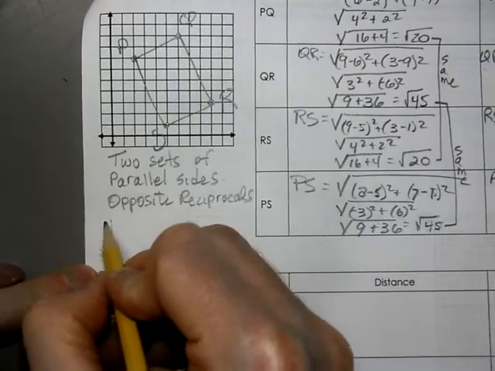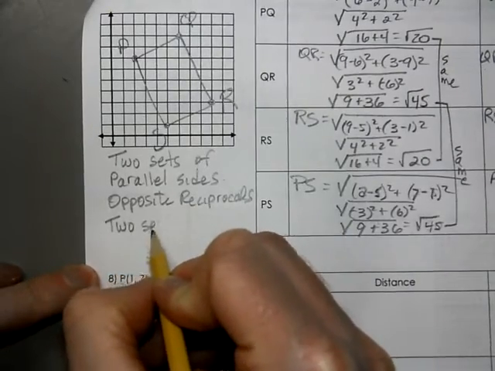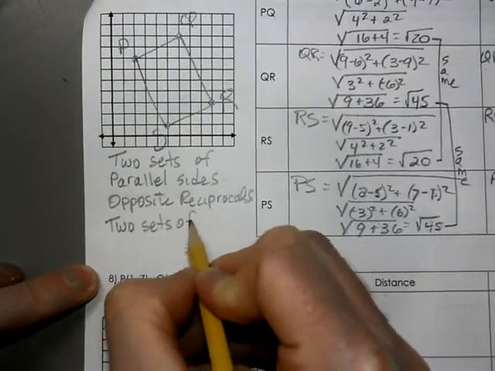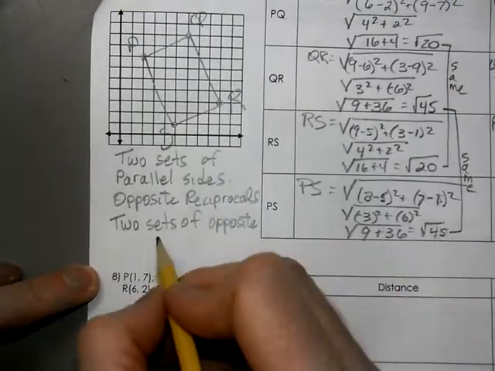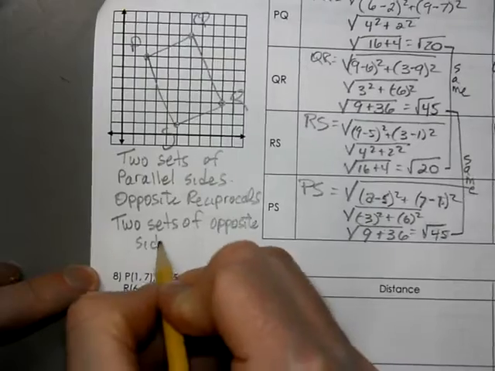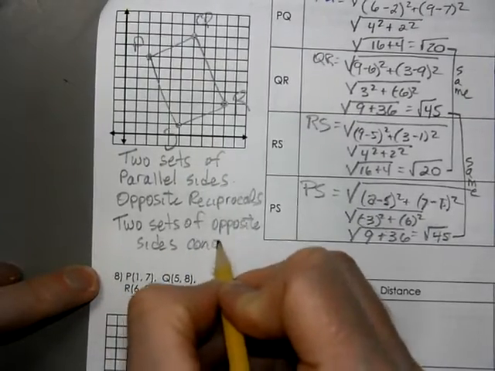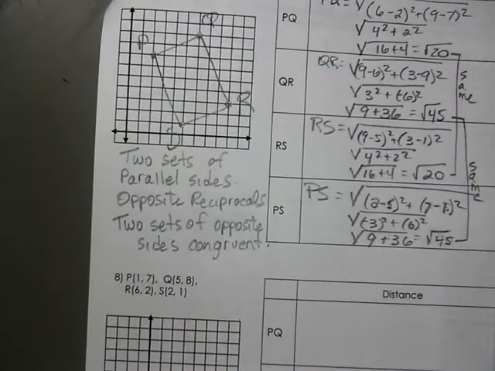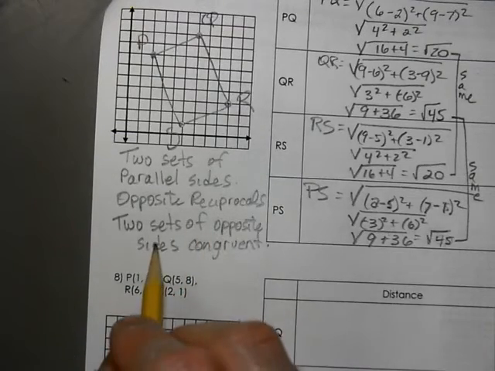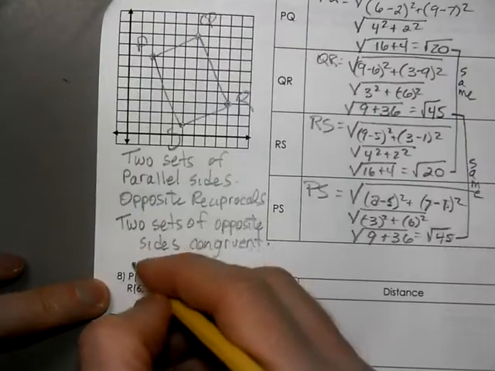And we have two sets of opposite sides congruent. So that helps rule out that this is a square. All the sides weren't the same. So this is a rectangle.